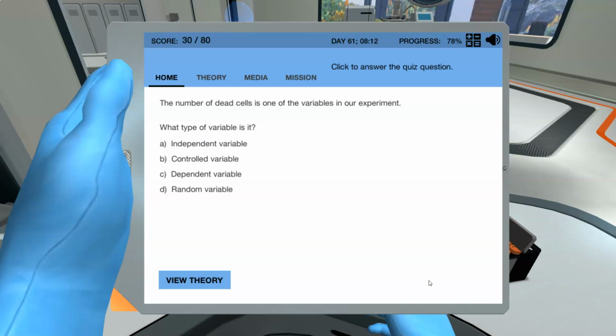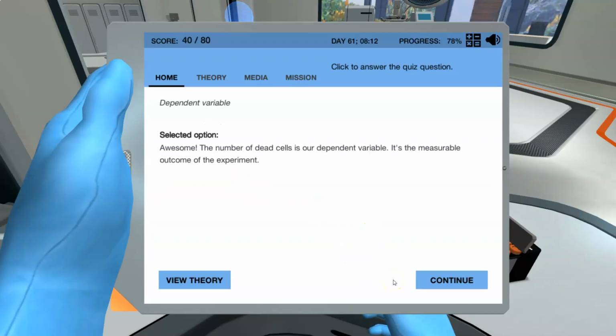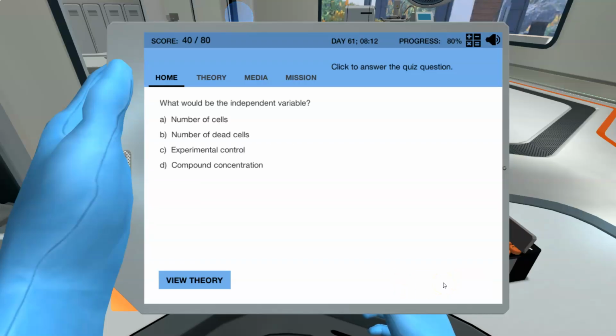The number of dead cells is one of the variables in our experiment. What type of variable is it? Awesome. The number of dead cells is our dependent variable. It's the measurable outcome of the experiment. What would be the independent variable?